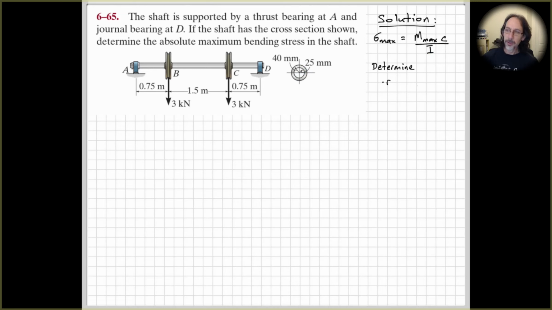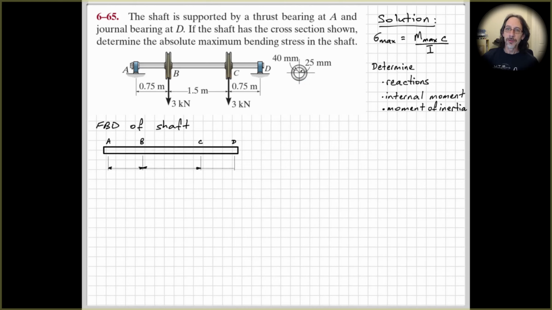Right, so first thing we need to do is determine the reactions at the supports so that we can then determine our internal moment. Previously we've looked at determining shear force and bending moment diagrams. So we'll determine the bending moment diagram for this shaft so that we can find the maximum moment. And then we'll need to work out the moment of inertia, or the second moment of area, for this cross-sectional shape that we have.